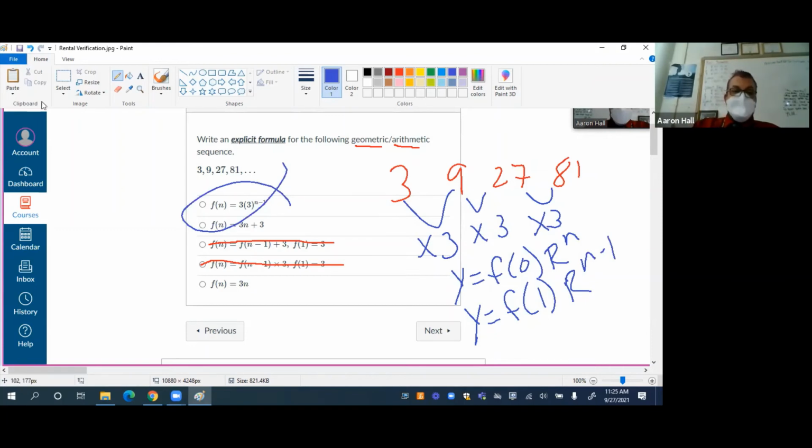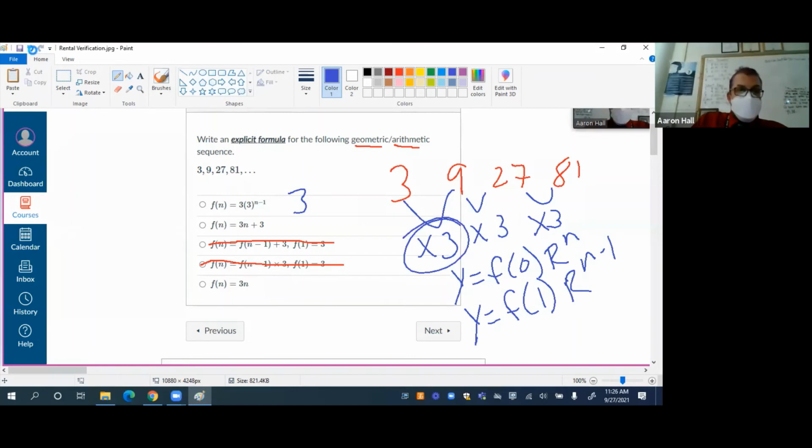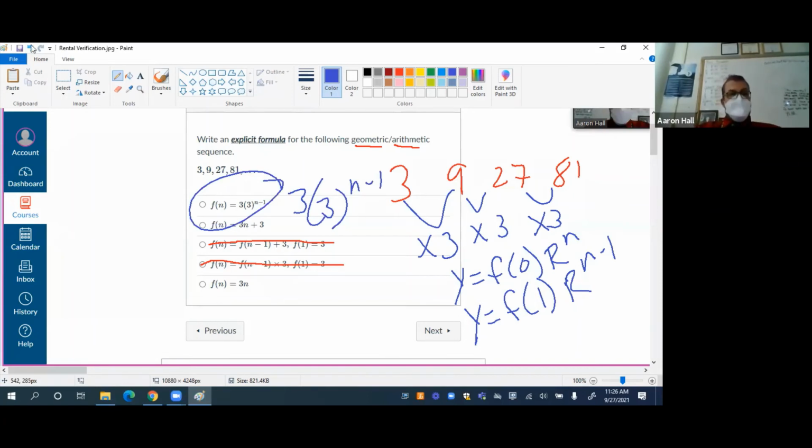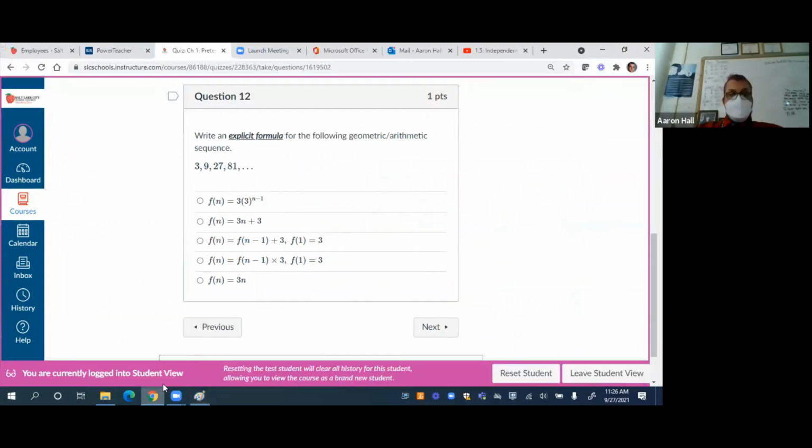We're going with our first term of 3 times our common ratio of 3 to the power of n minus 1. That's what's happening there. It's our shortcut answer. Okay, we're good with that? Okay, let's look at the next one. So we went with our shortcut answer. There we go.